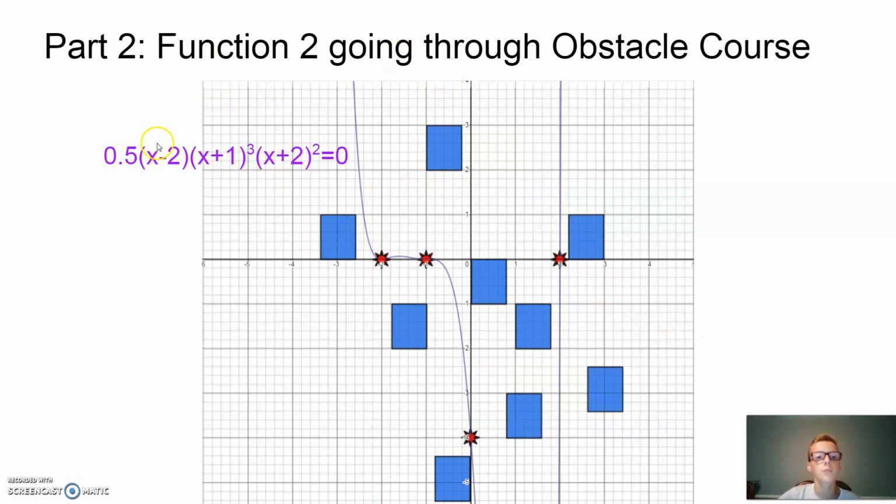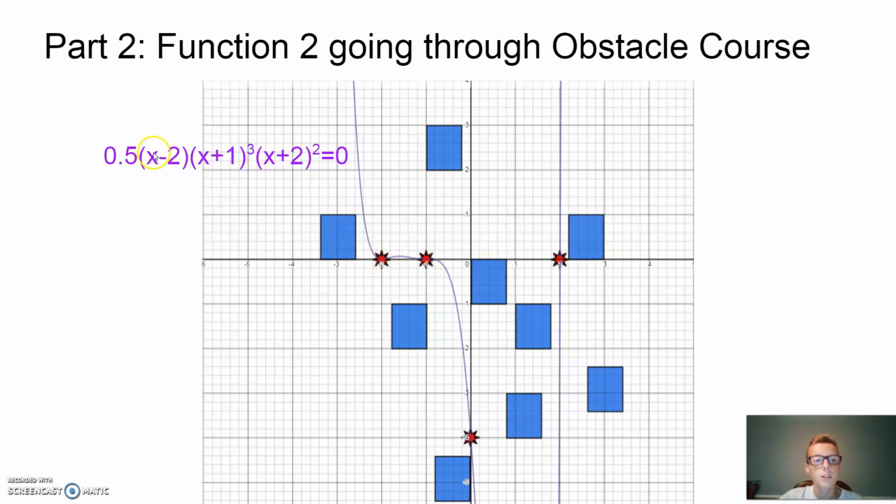This is function 2 in factored form going through the obstacle course. If you look at the degree, it is 6 because you have 2 plus 3, that's 5, and then you add another 1, that would be 6. If you look at the graph, this is multiplicity, so it would be a multiplicity of 1, a multiplicity of 3, that's 4, and a multiplicity of 2, that is 6.